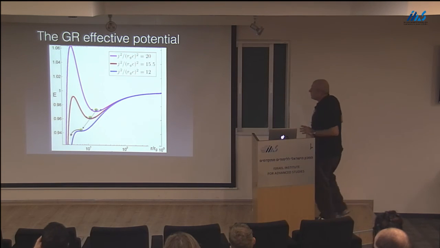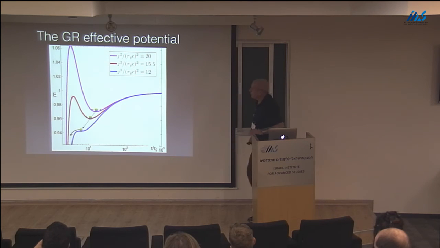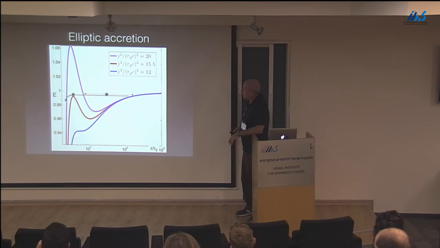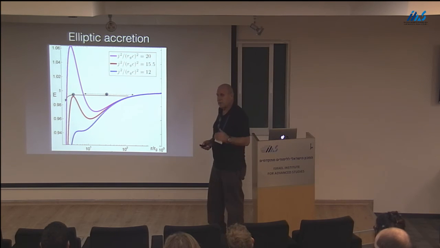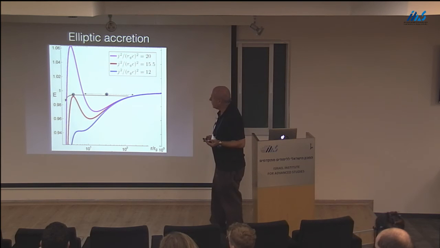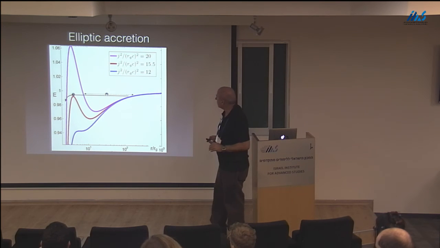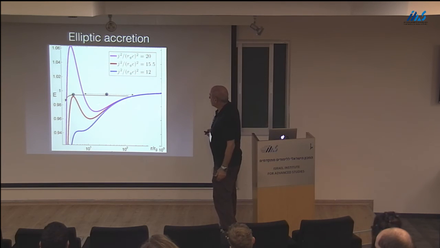So this is the standard accretion disk, but you can think now about another accretion mode. Suppose that you have a system with a lot of energy compared to the angular momentum. So you have a lot of energy but a small amount of angular momentum, so you will move in an elliptical orbit. So this is an elliptical orbit.